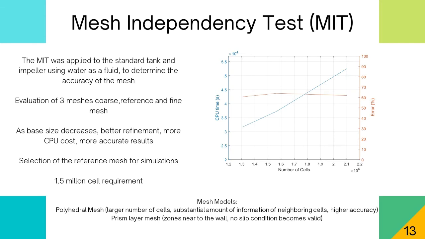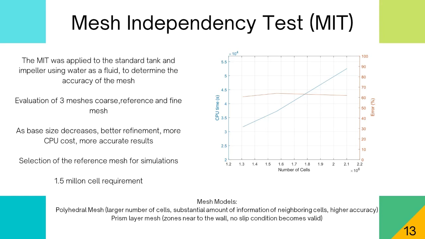The mesh independence test was carried out through the variation of the base size, using the highest Reynolds value to determine the prism layer thickness and relative minimum size. 3 meshes were generated: coarse, reference, and fine mesh. It can be seen that as the number of cells increased, CPU cost increased as well. Error percentage was similar, although a higher number of cells generated higher accuracy, and to meet the 1.5 million cell specification, the reference mesh was selected.